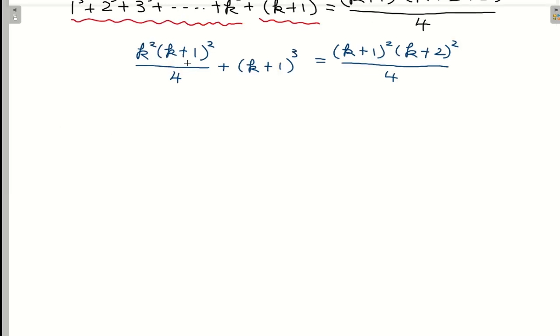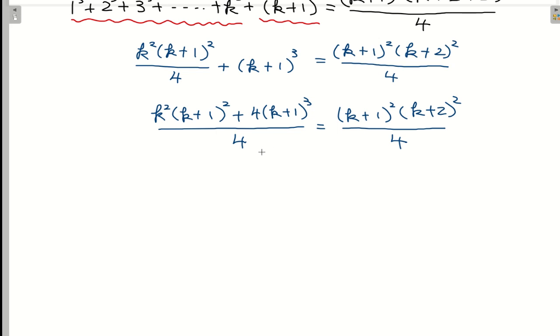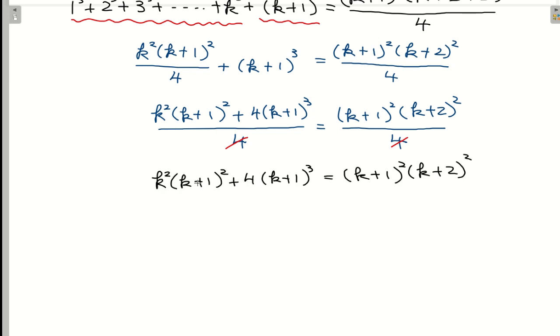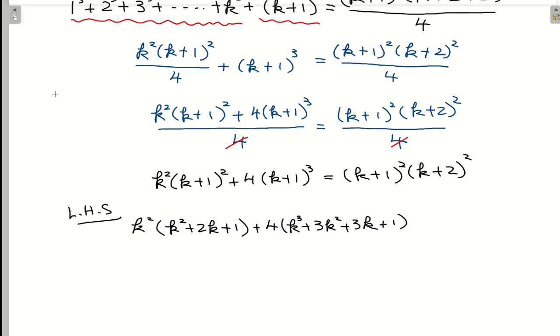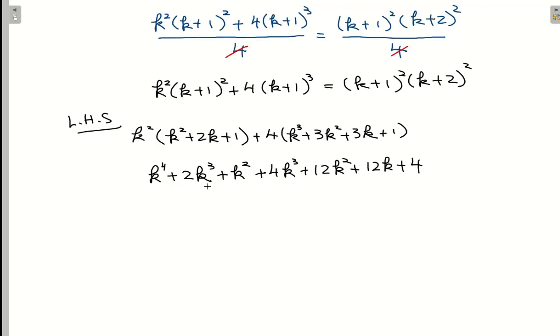We have k squared times k plus 1 squared over 4 plus k plus 1 cubed is equal to the right-hand side. And we add up the left-hand side, we have this equation. And we multiply by 4 to cancel out this 4 in the equation, we get the following. Now we expand this term out, we have the left-hand side like this. And we multiply this term into the bracket here, we have k to the power of 4 plus 2k cubed plus k squared plus 4k cubed plus 12k squared plus 12k plus 4.